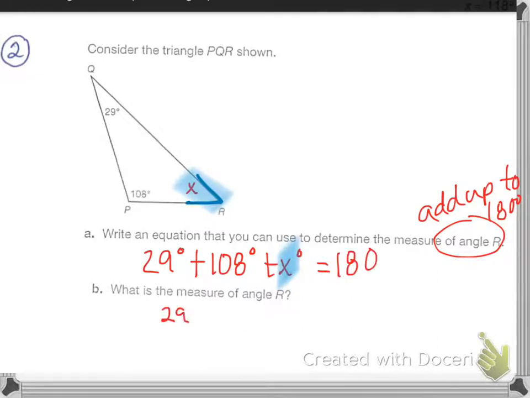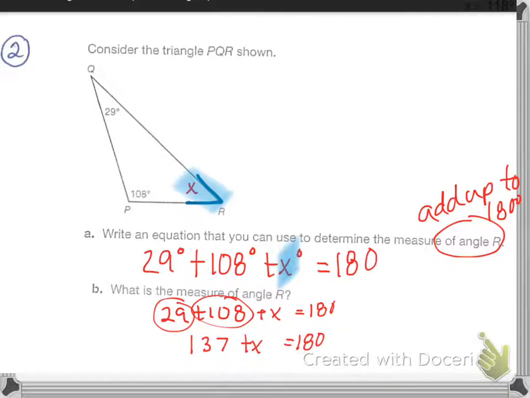So the way that we can solve that is we can add together 29 plus 108. So what's 29 plus 108? It is 137 plus X equals 180. Well, we're adding 137 to X, so we need to subtract 137 from each side. That zeroes out. We get X equals, borrow from the 8, 10, 3, 7 minus 3 is 4, 43 degrees.